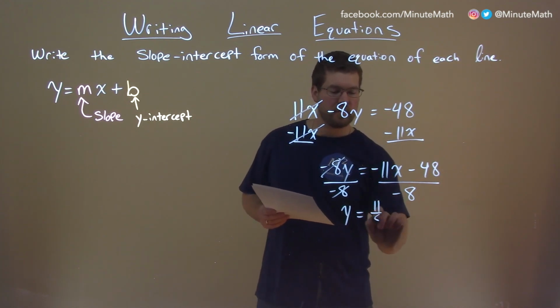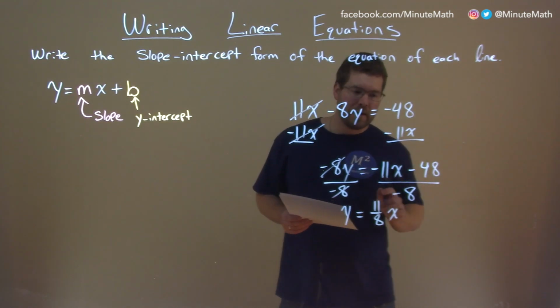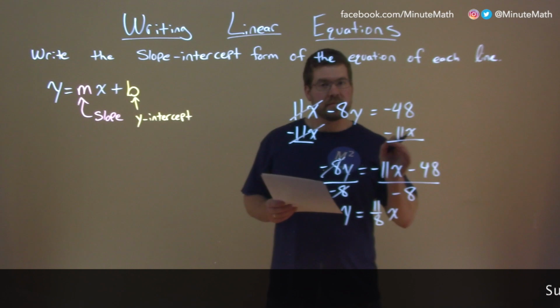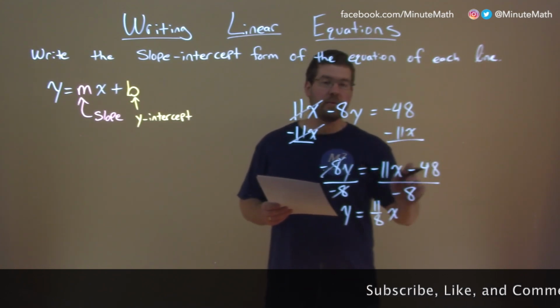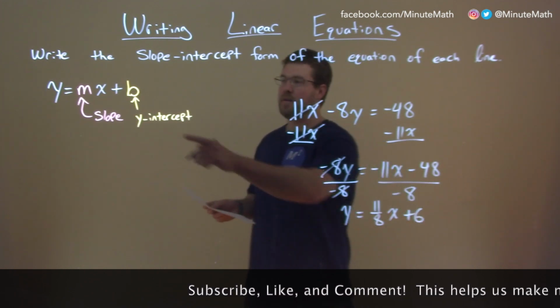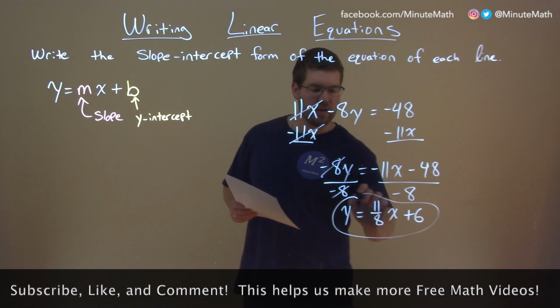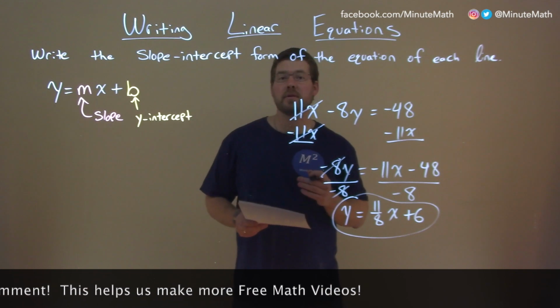Positive 11/8 x here. Then, to the right, -48 divided by -8 is a positive 6. Again, two negatives make a positive here, and don't forget to divide to both parts. We have plus 6. So, 11/8 is our slope, 6 is our y-intercept, and our final answer here is y equals 11/8 x plus 6.